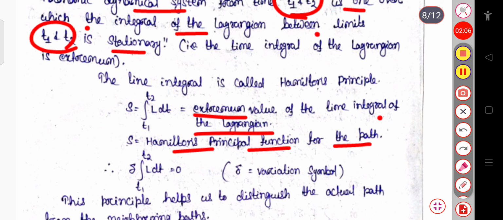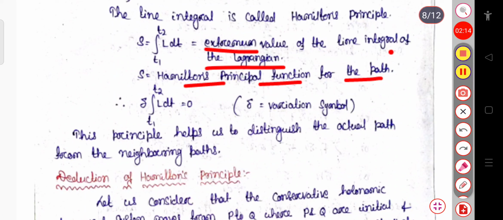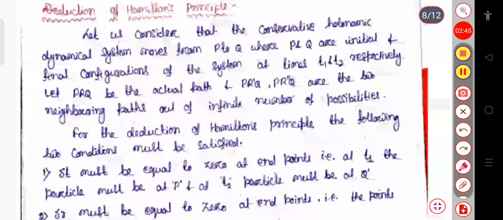And now if I take delta of the integration of L dt, here you can see S equal to the integration over t1 to t2 of L dt. It has the extremum value. If I take delta of L dt, then this goes to 0. So this delta represents the variational symbol. This principle helps to distinguish the actual path from the neighboring paths. So the condition for the actual path of motion is that the integration value should be extremum. Now we will deduce that relation for Hamilton's principle.